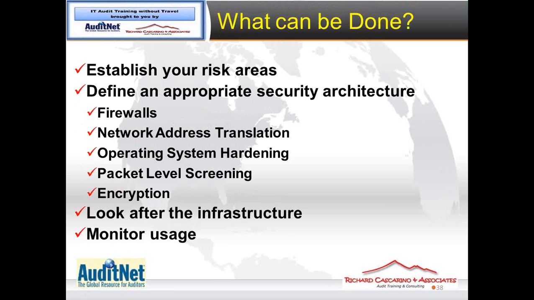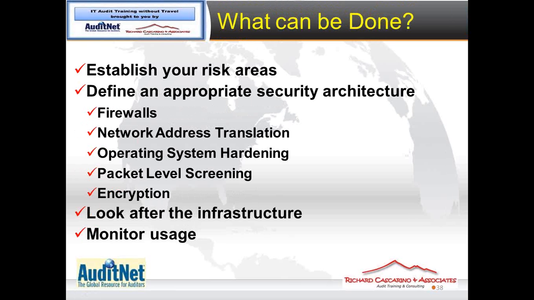Well, the first thing we have to do is establish where your risk areas are. What are you using the internet for? How are you using it? Are you using it using social media? Are you using it using mobile devices? And once you use those, what are you using it to do? Only when you've figured out what your risk areas are can you define an appropriate security architecture.